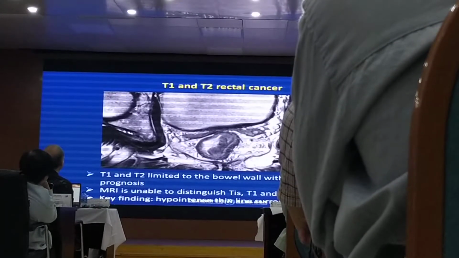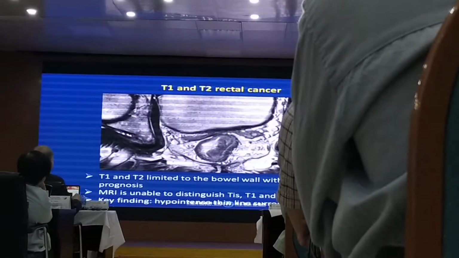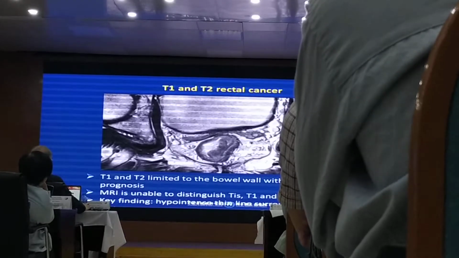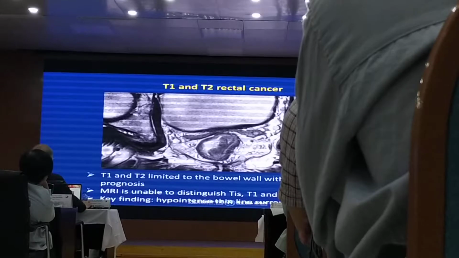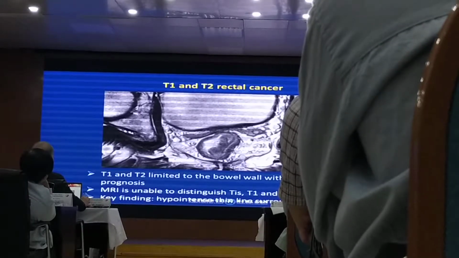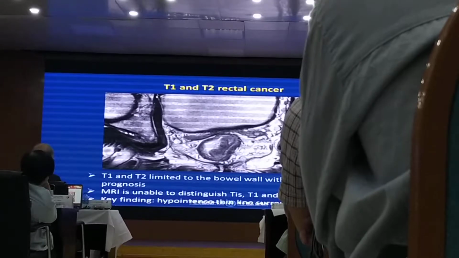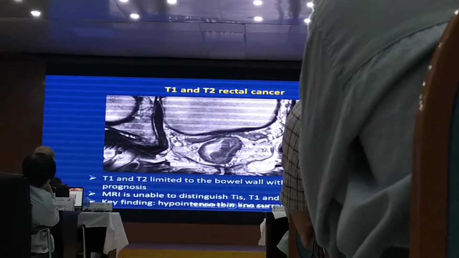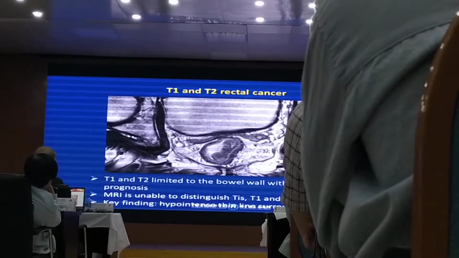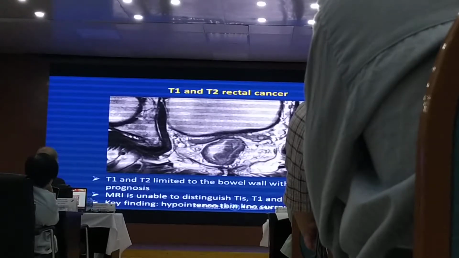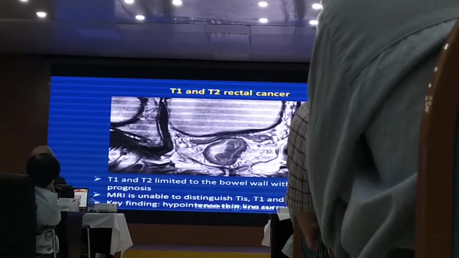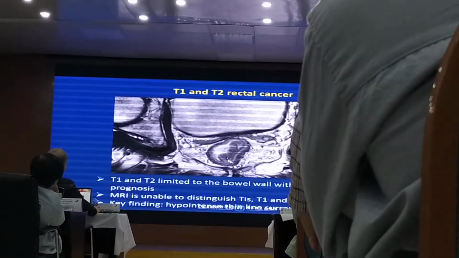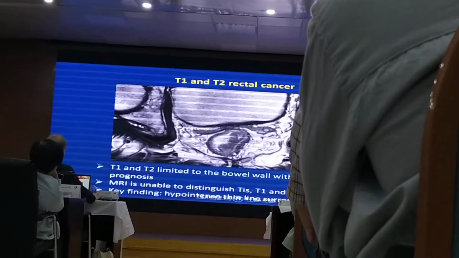And if there is a preference for local excision through transanal endoscopic microsurgery, endorectal ultrasound can be helpful because it sometimes can differentiate between T1 and T2 tumors. A key finding in T1 and T2 rectal tumors is an intact external muscularis, which is identified as a hypointense line around the rectum.